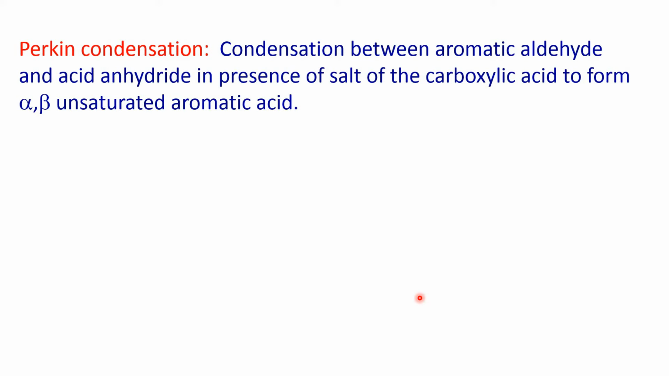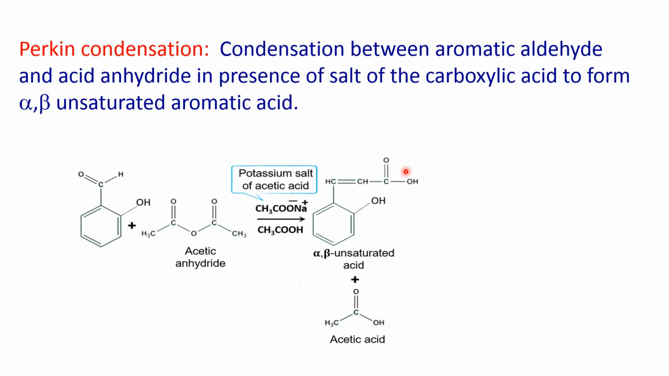Now coming to the Perkin condensation reaction. It is a condensation reaction between an aromatic aldehyde and an acid anhydride in presence of the salt of the carboxylic acid, and through this reaction, an alpha beta unsaturated aromatic acid is formed. See, this is salicylaldehyde, and here one aldehyde group is there. When it is treated with acetic anhydride in presence of sodium acetate, orthohydroxycinnamic acid is formed. This is the Perkin condensation reaction.